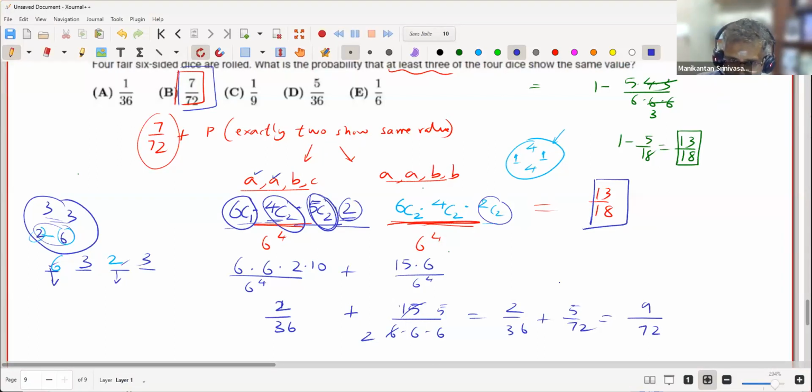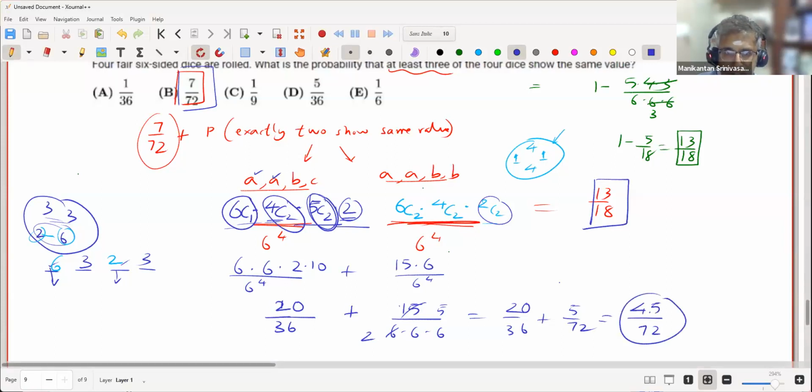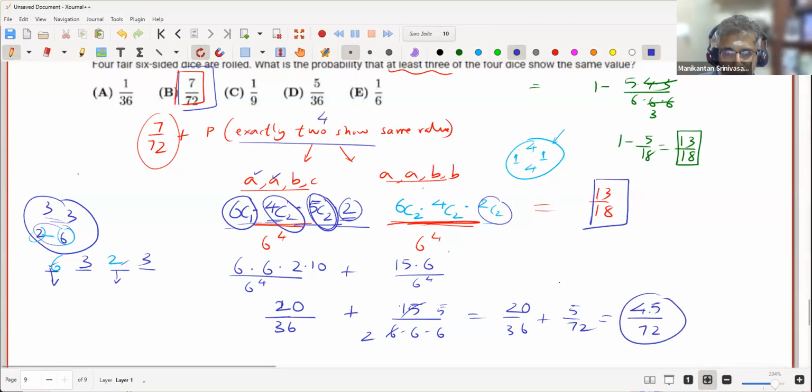Okay, so this is 20 by 36, so it's multiplied by 5, right? So this is 20. So how much is this? 49 by 72, right? How much is 45 by 72? Yeah, 45 by 72. I think now it should add up. 45 by 72. So 7 by 72 plus, so this we got as 45 by 72 now.